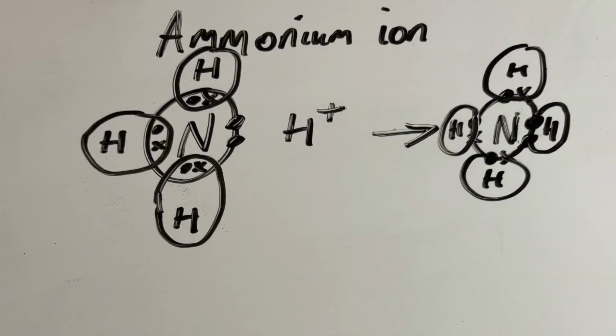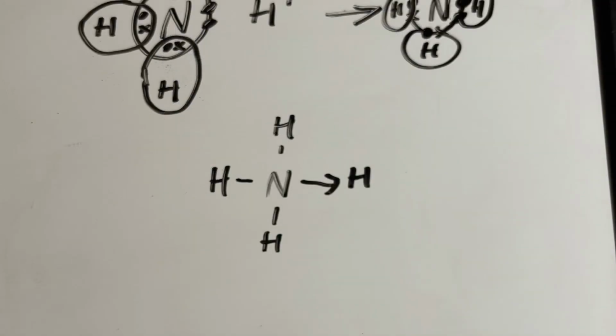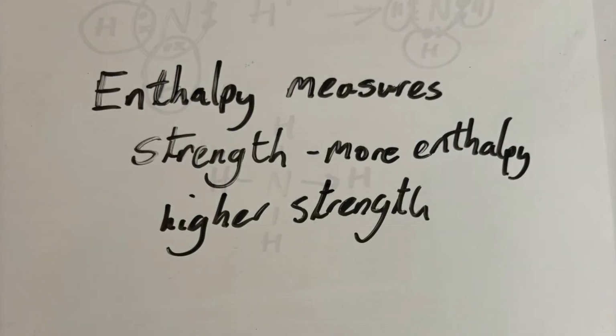Quickly, before we do shapes, we need to talk about dative bonds. So here with our ammonium ion, you can see the H plus isn't welcome because the nitrogen has a full set of electrons. But what it will do is use its lone pair to bond with the hydrogen. And so when the 2 electrons are from the same element, we call it a dative bond and we represent it with an arrow. And you can measure the strength of these bonds, or any bonds, with something called enthalpy.